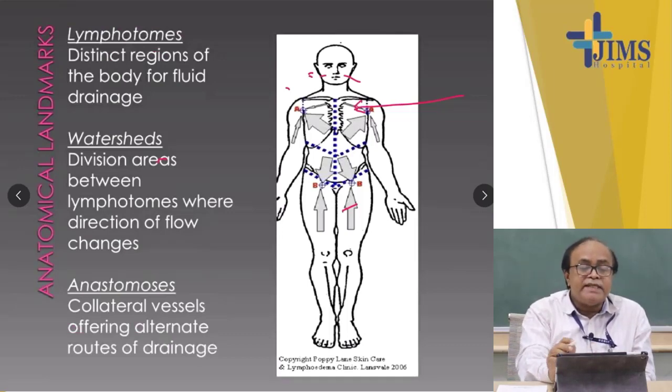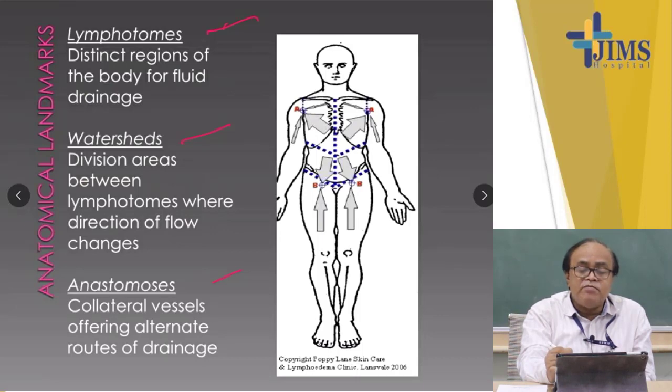So, the whole lymphatic system and drainage is divided into lymphotomes, watersheds, and anastomosis. Lymphotomes are the distinct regions of the body for fluid drainage. Watersheds are the division areas between lymphotomes where the direction of flow changes.